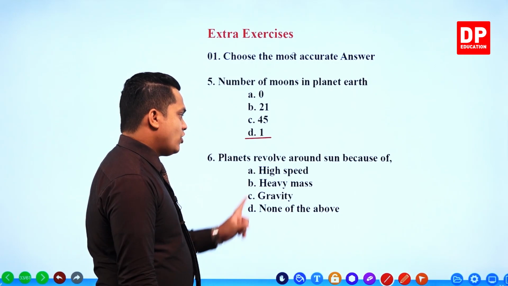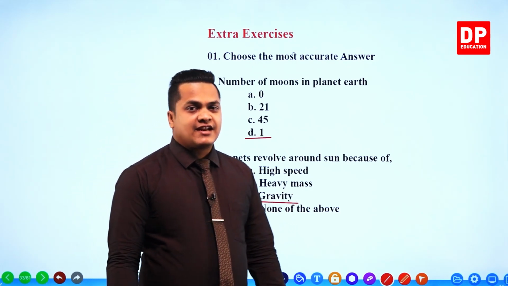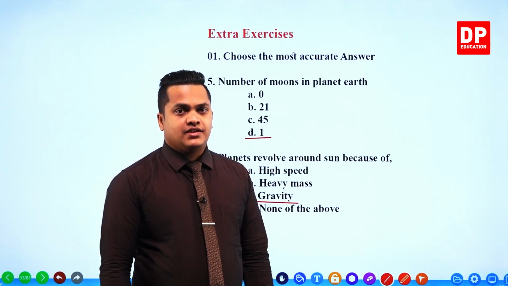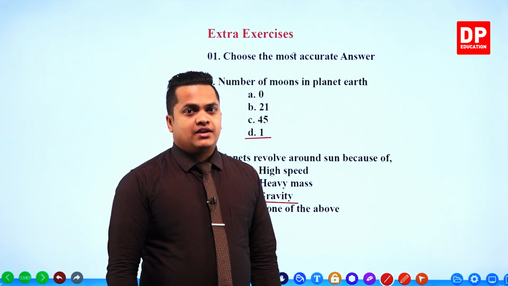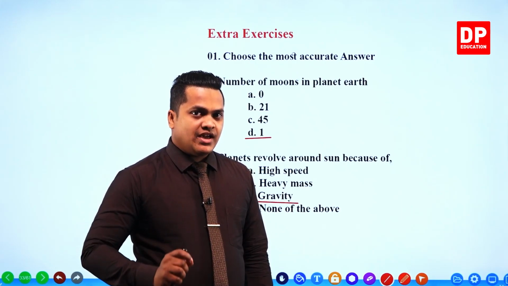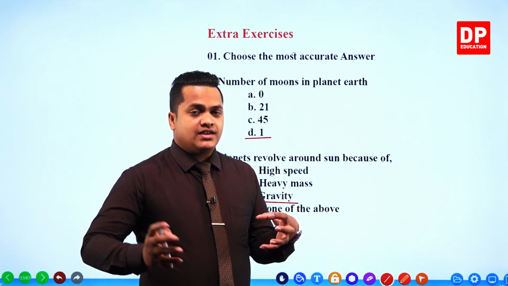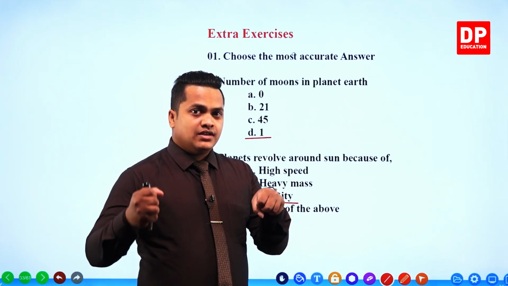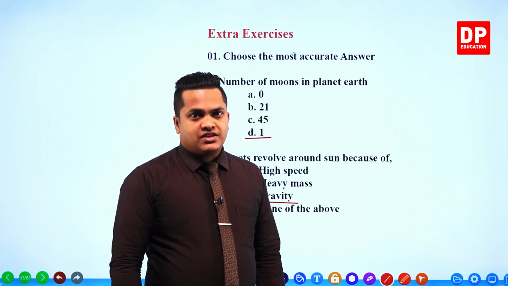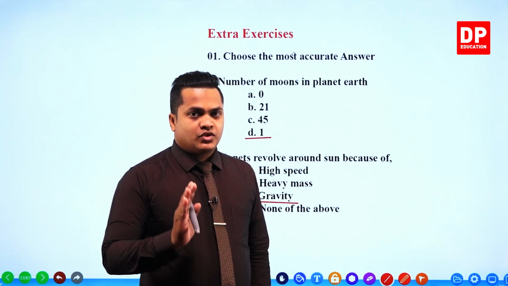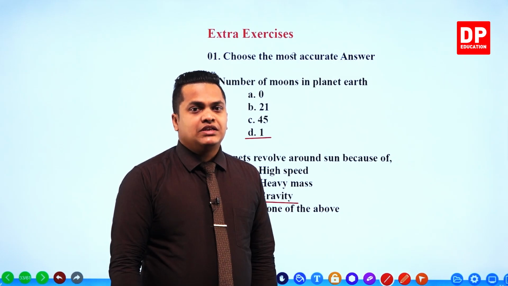So the answer would be not high speed, not heavier mass, but the gravity of the sun. The gravitational force of the sun is the main reason for the revolution of planets around the sun. Each and every planet revolves around the sun because of the gravitational force. That's the force which binds the sun with the exterior planets. Because of that force, the planets revolve around the sun. We even discussed a small activity to observe this effect of gravity, right? So the gravitational force is the main reason behind the revolution of planets around the sun.